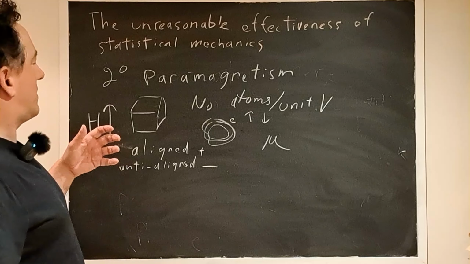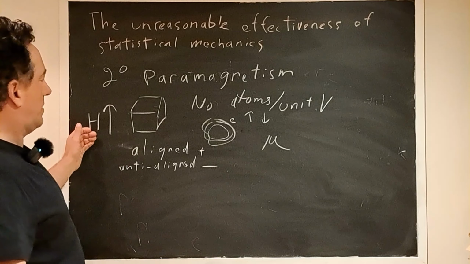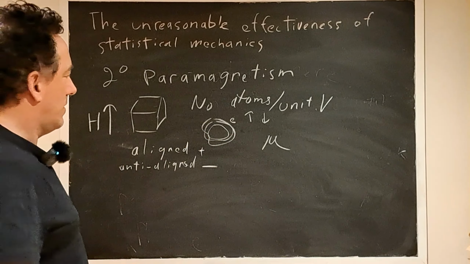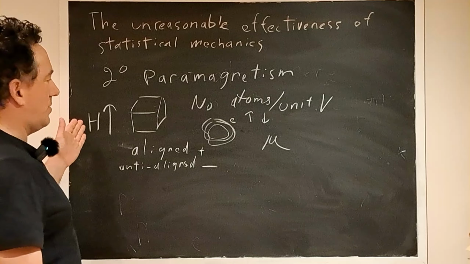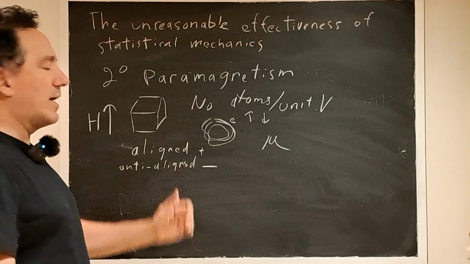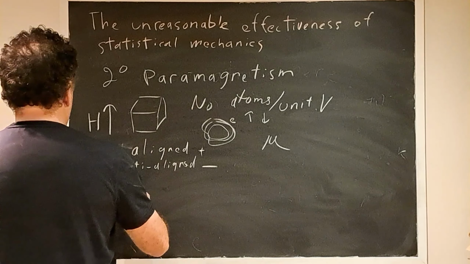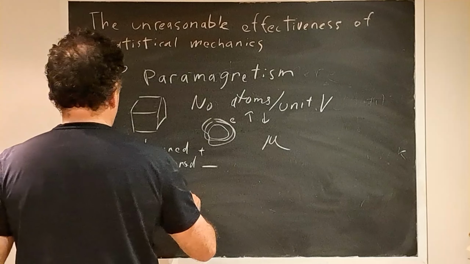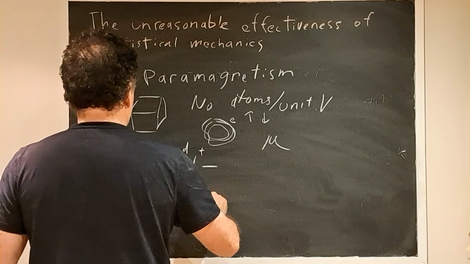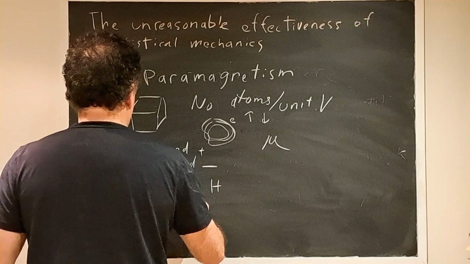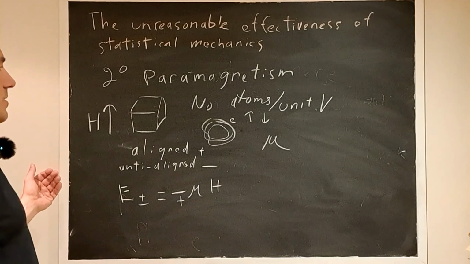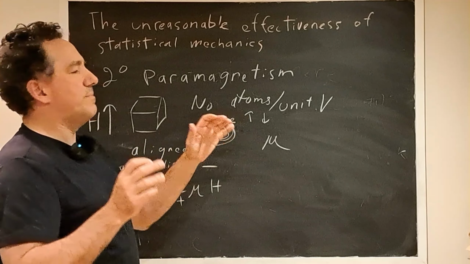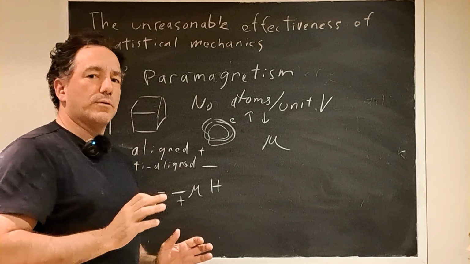So we know that the energy of a magnetic moment in an external magnetic field, in the case in which they can be only aligned or anti-aligned, is: the energy of plus or minus is equal to minus or plus the magnetic moment times the magnetic field. And the sign reverses because the energy is minimal when the atom is aligned with the magnetic field.